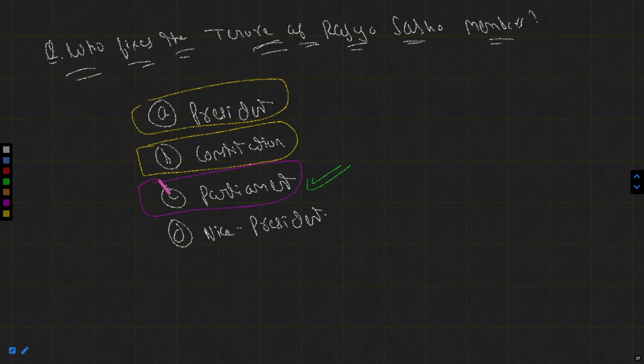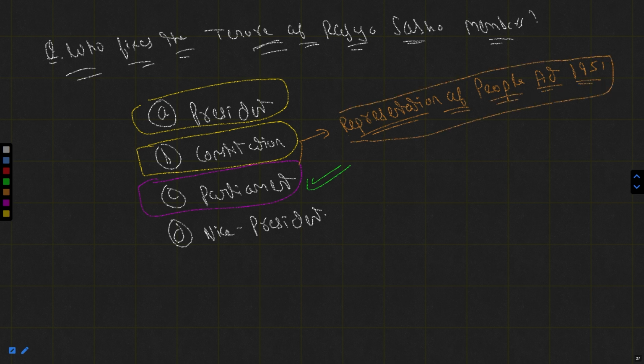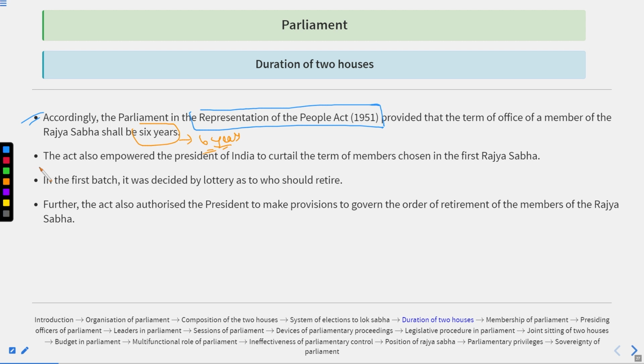So what is the name of this act? So remember, the name of the act was the Representation of the People Act 1951. It was the act which fixes the tenure for how many years? For 6 years. All right. Remember this. The act also empowered the President of India to curtail the term of members chosen in the first Rajya Sabha.